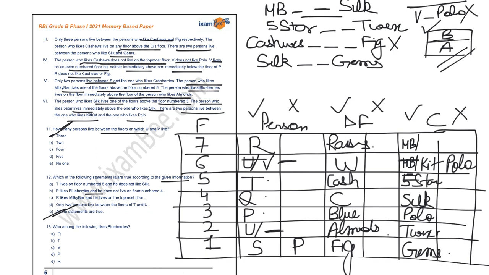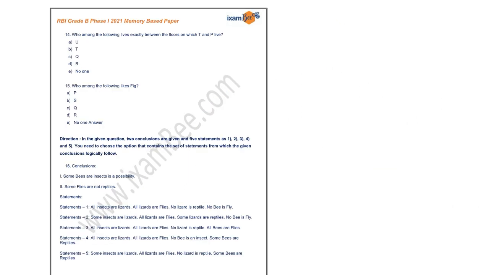Right? Now, which among the following likes blueberries? So clearly blueberries is liked by P, so the correct answer for this particular question is option D, that is P. Now it is given who among the following lives exactly between the floors on which T and P live, right? So Q is the person who lives exactly between T and P. You can refer to the table and find out your answer. So option C is correct.